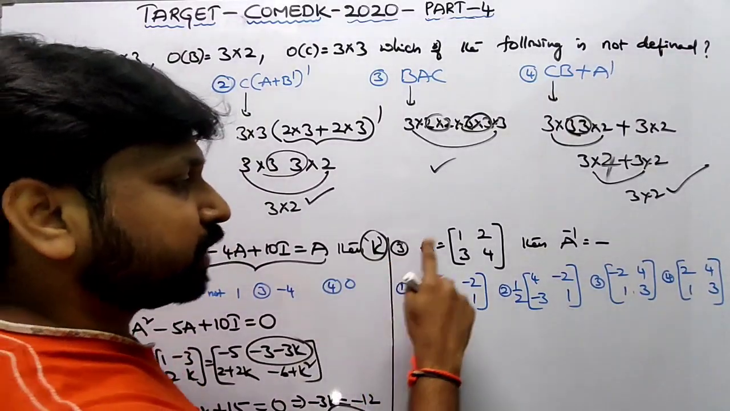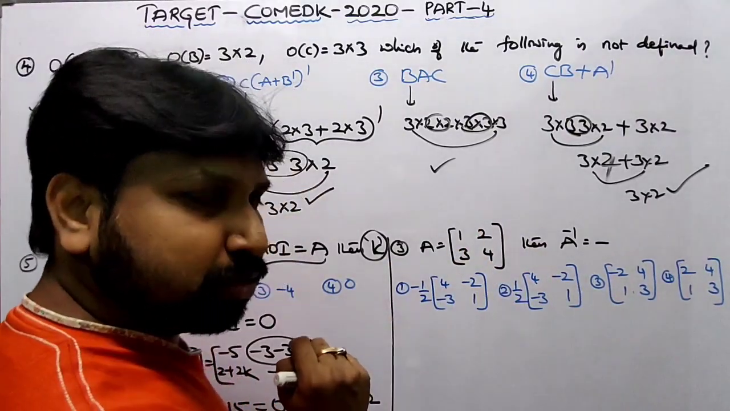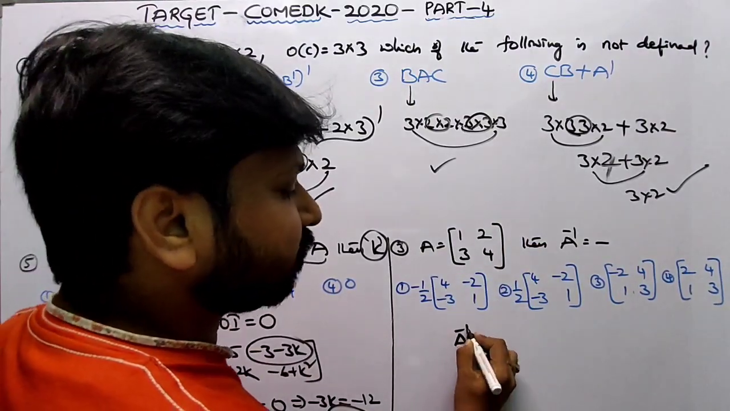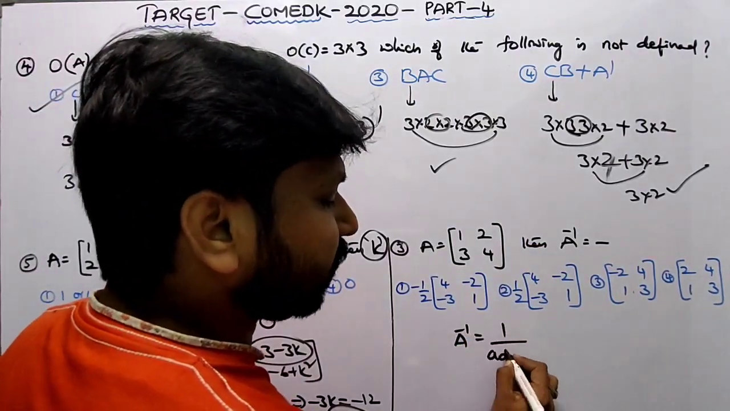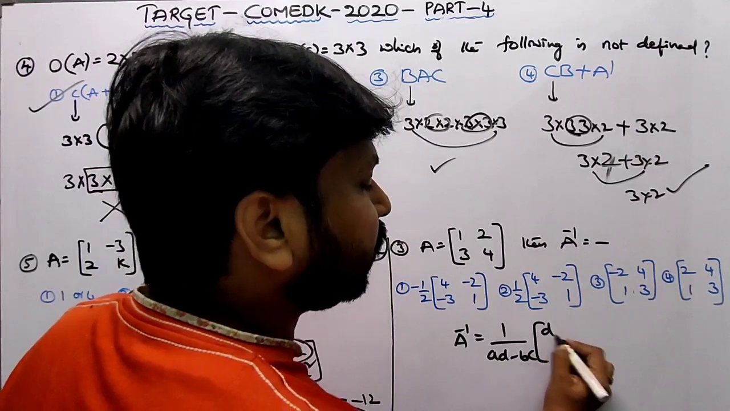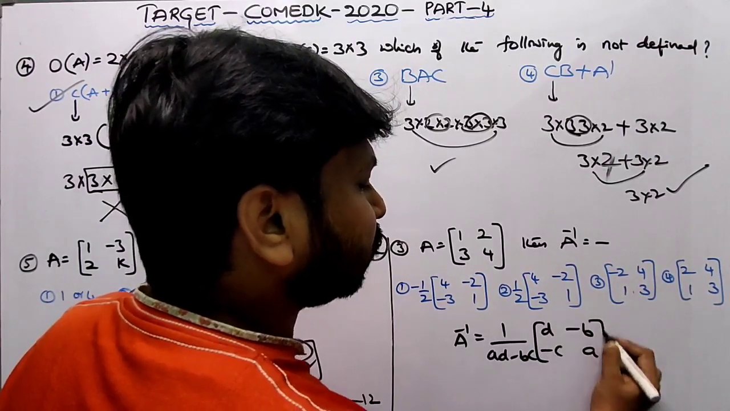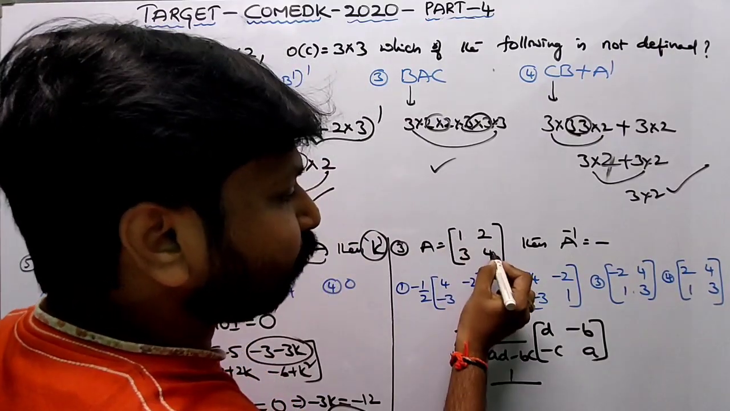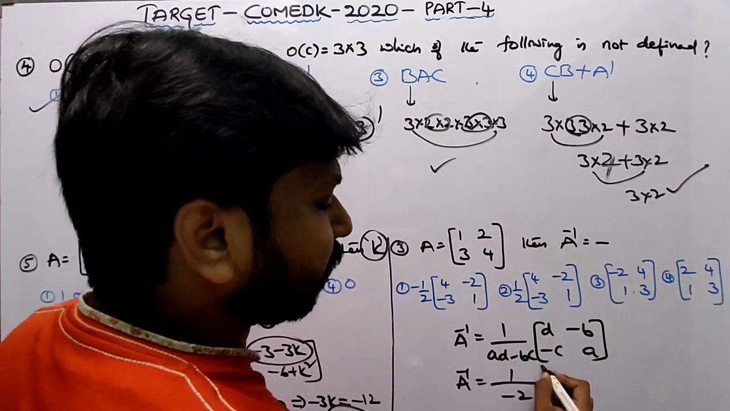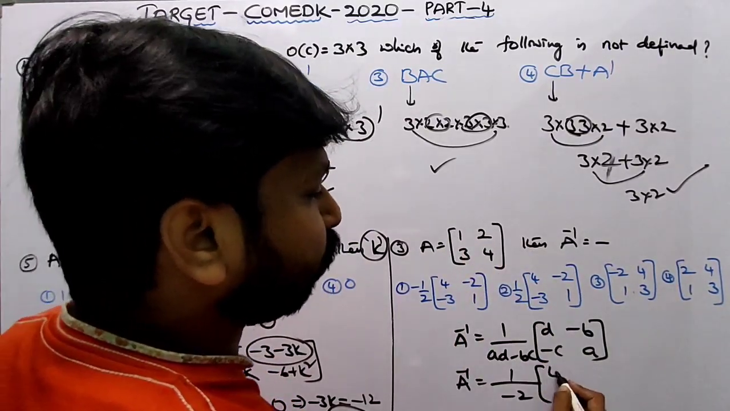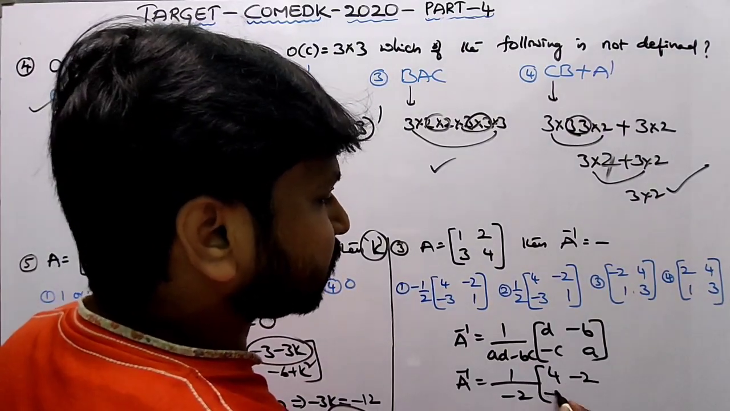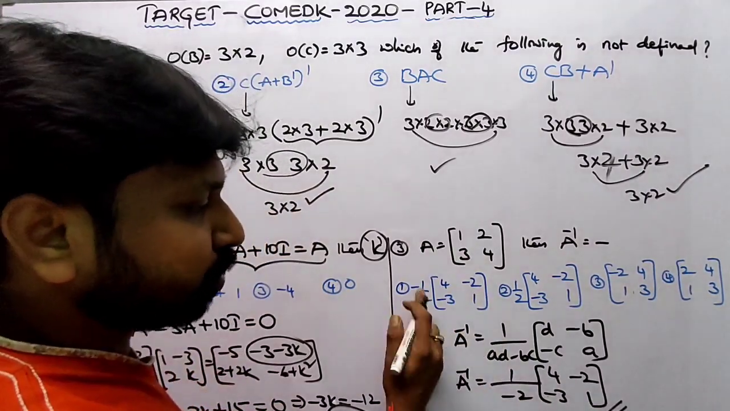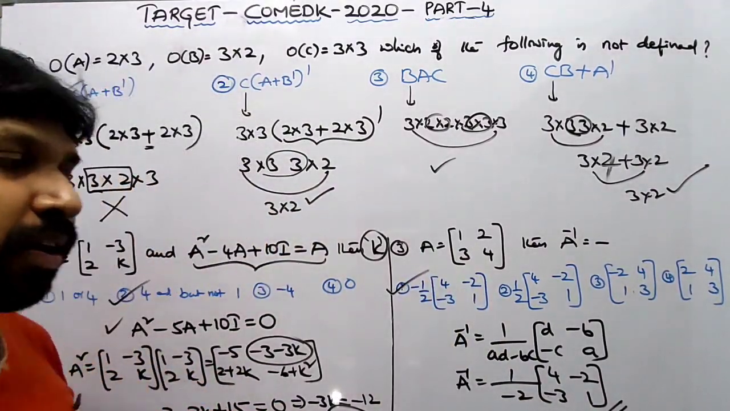Coming to next question, friends, A is equal to 1 2 3 4, then A inverse is equal to what? Already we discussed the concept. Whenever a 2 by 2 matrix is given, A inverse is equal to the shortcut formula 1 by (ad minus bc) into d minus b minus c a. So A inverse is equal to 1 by (4 minus 6), that is minus 2, into 4 minus 2 minus 3 1. This is the correct answer, friends. The first option is correct.